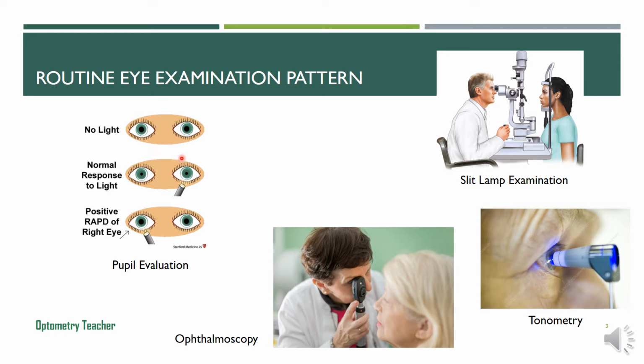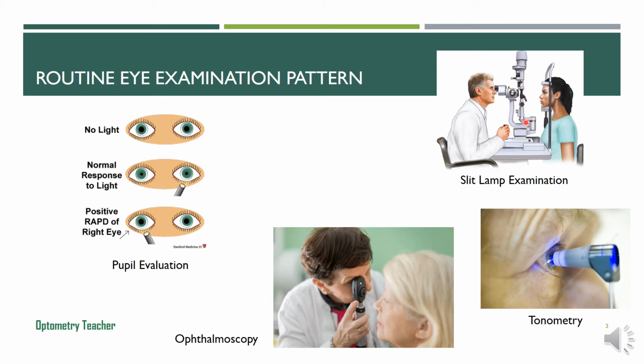So that is a very broad explanation of the pupil evaluation. It is a little bit more extensive one. We probably will discuss it in some other presentation as a single presentation. So pupil evaluation, it's important. It gives a clear idea about the optic nerve and the oculomotor nerve.